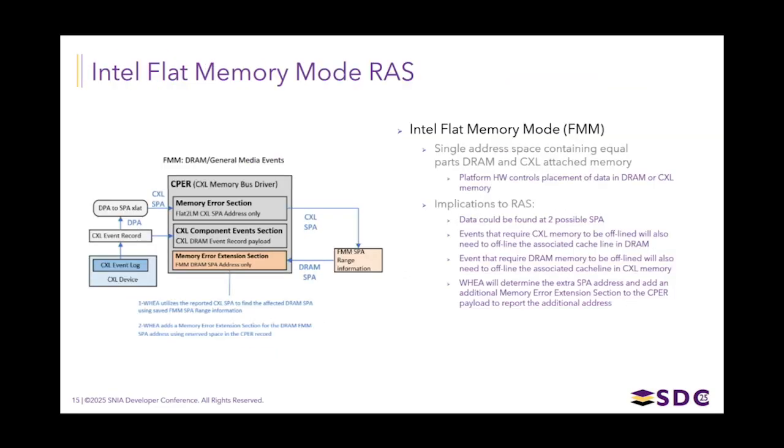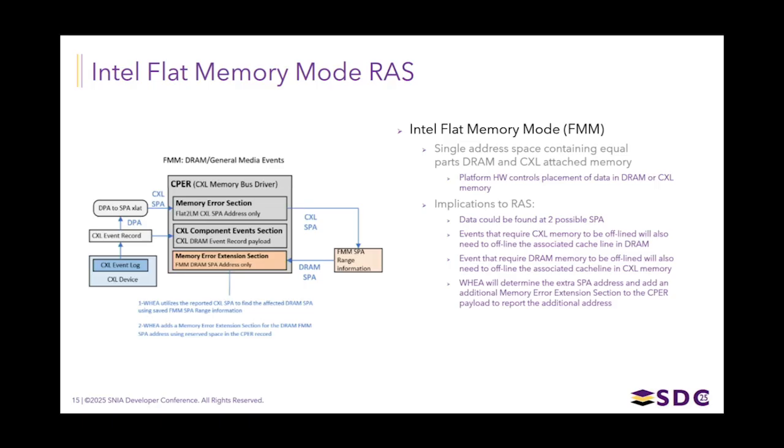All right. Yeah, and so I wanted to move on. We wanted to cover Intel flat memory mode because it throws some wrinkles into RAS. We call it FMM here in these slides, but basically, Intel flat memory mode exposes a single address space containing 50% CXL and 50% DRAM. And the hardware controls the placement of the memory, right? We've talked in various events here this week about all the memory tiering. Well, this is memory tiering that the hardware is controlling instead of software, right?